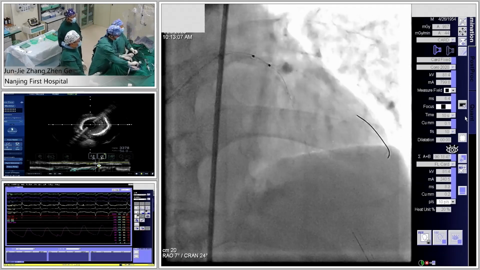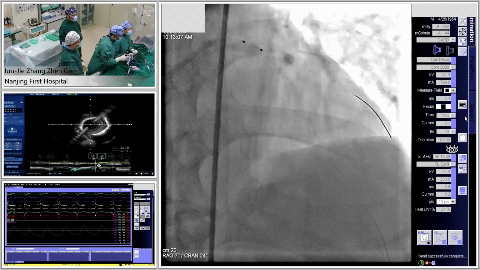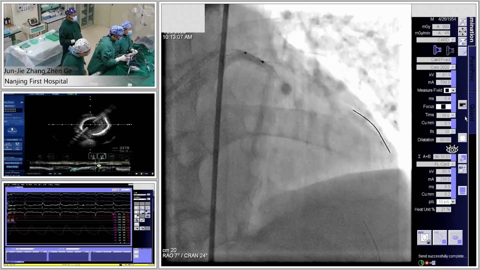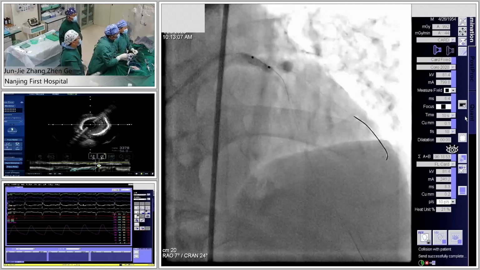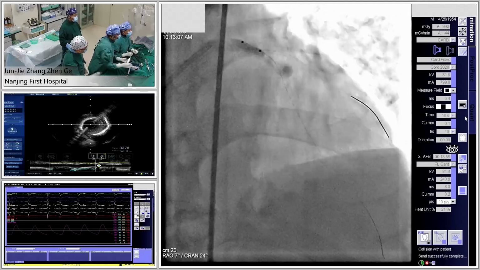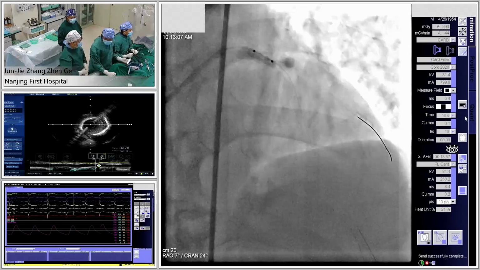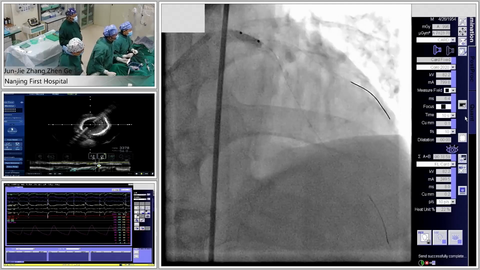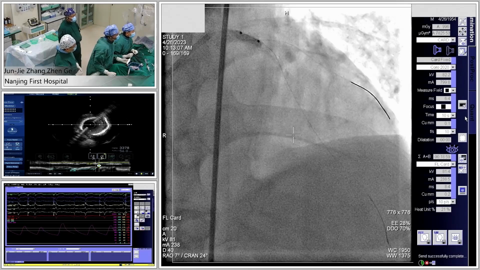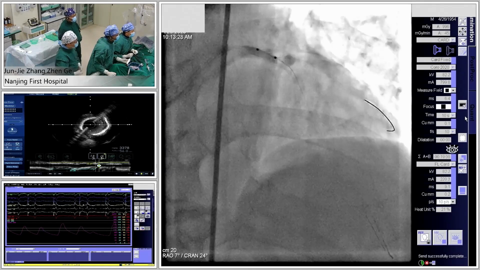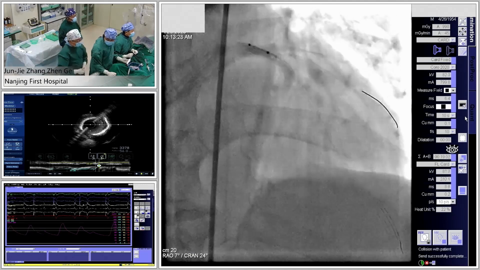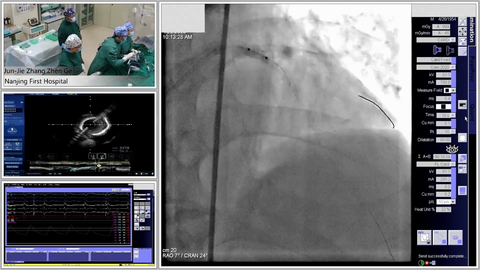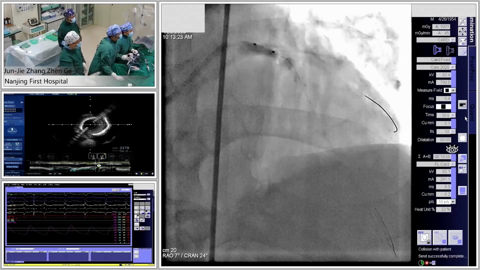We can inflate the balloon and do the lithotherapy again. Now it's good, and we start again. I think from the balloon's shape, we have gotten the superficial circular calcification to crack.